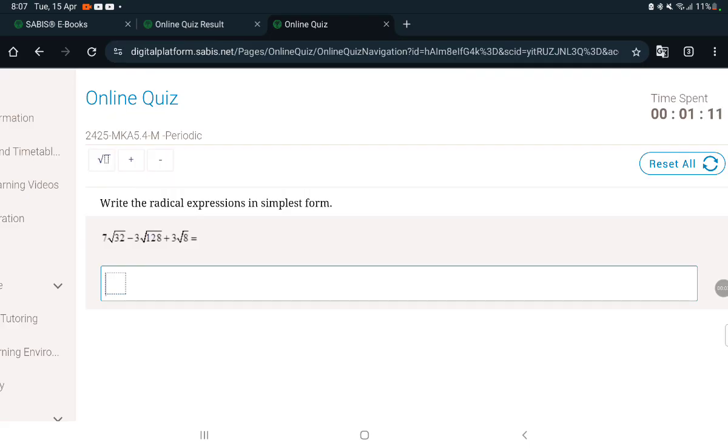Okay, so for this first question, write the radical expressions in simplest form. 7 radical 3 minus 3 radical 128 plus 3 radical 8.